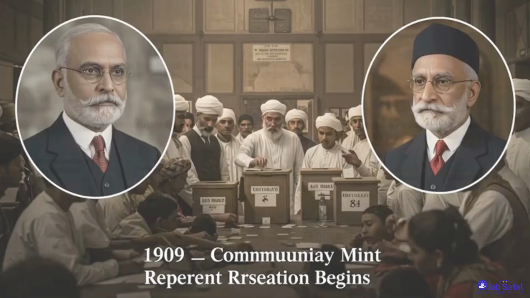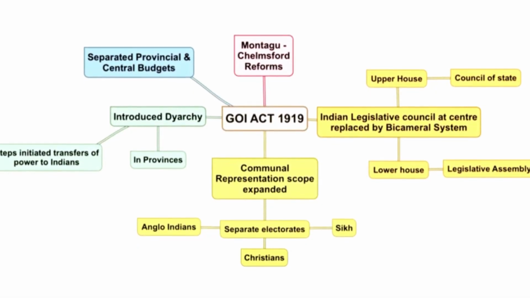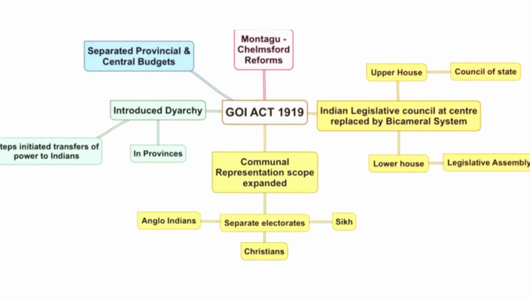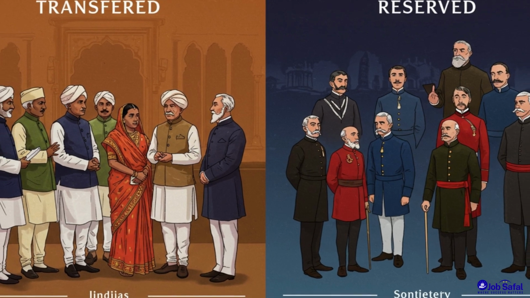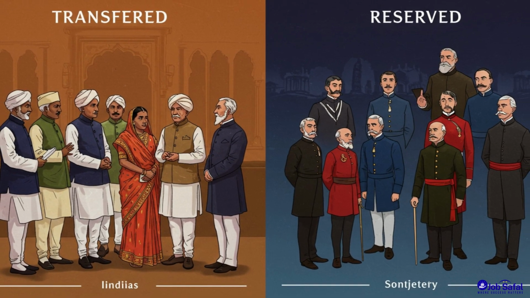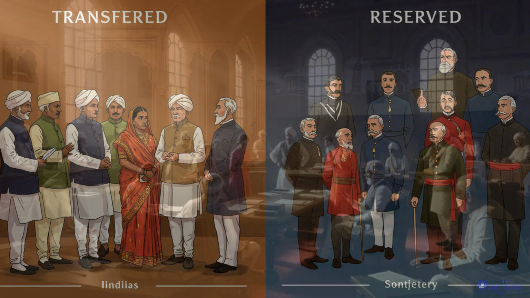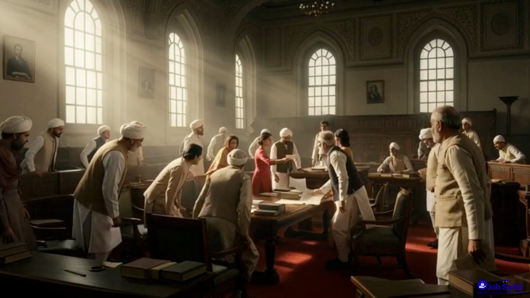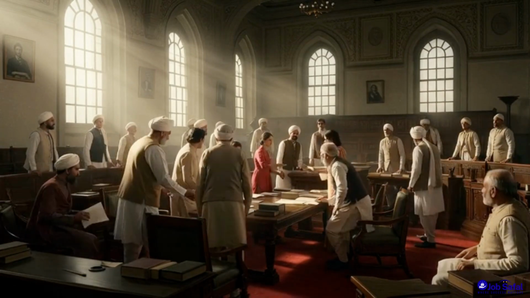After World War I, the Government of India Act 1919 introduced the concept of diarchy, a system where subjects were divided into two parts. The transferred subjects were handled by Indian ministers and the reserved subjects by the British. It also expanded legislative councils and promoted limited self-governance.